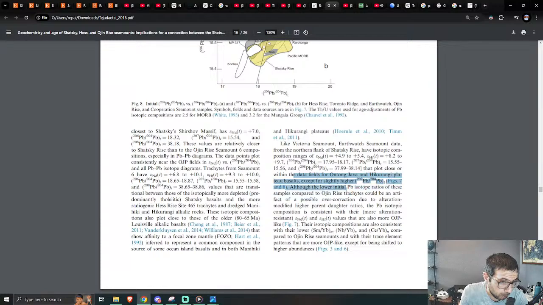Although the lower initial lead isotope ratios of these samples compared to ocean rise could be an artifact of a possible overcorrection due to alteration modified higher parent-daughter ratios, the lead isotopic composition is consistent with their more alteration-resistant values that are also more Ontong Java Plateau like.